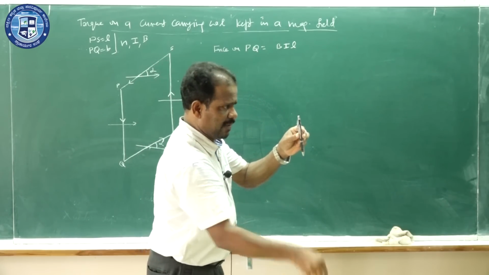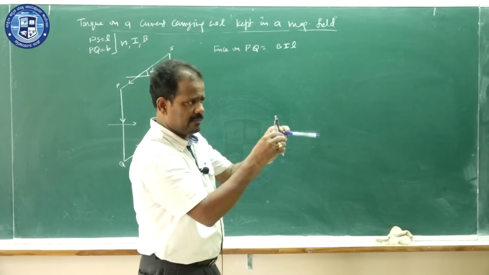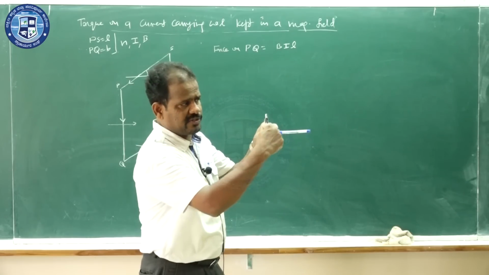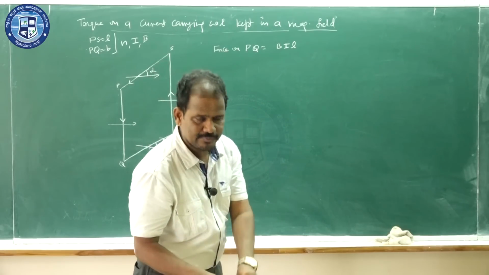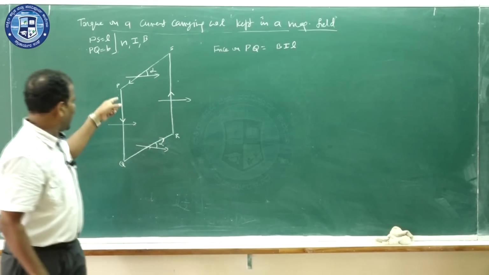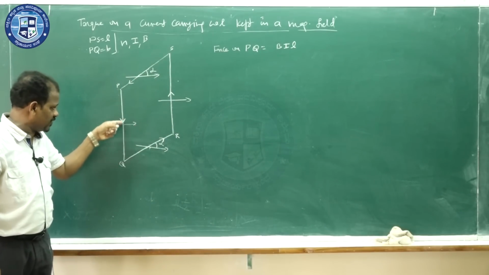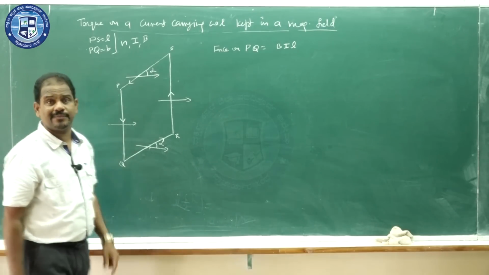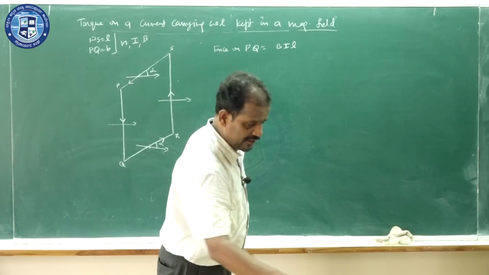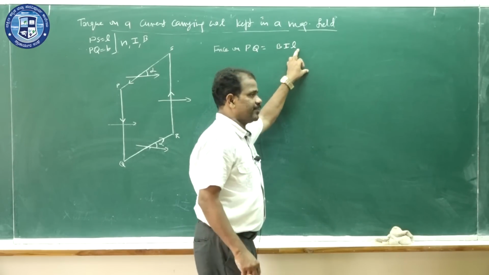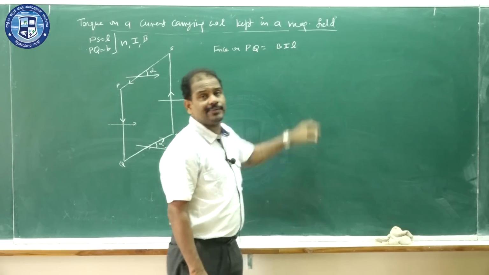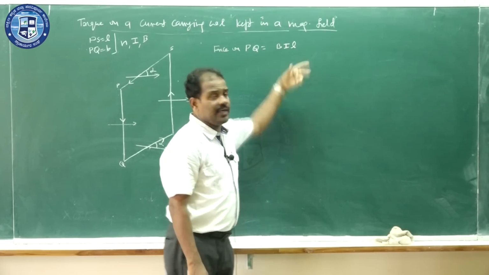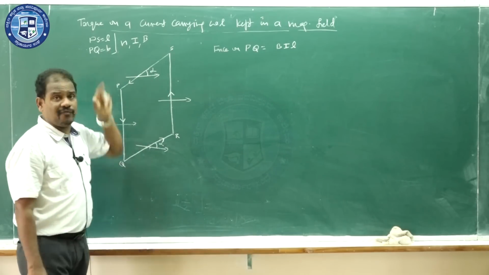And this is the direction of the magnetic field. What is the angle between these two pens? It is 90 degrees. Perfect, no? The current carrying conductor, this wire, is vertically down, and this is the magnetic field, and this angle is 90 degrees. Therefore, what is sin 90? Sin 90 is 1. Therefore, what is the force on PQ? BIL.